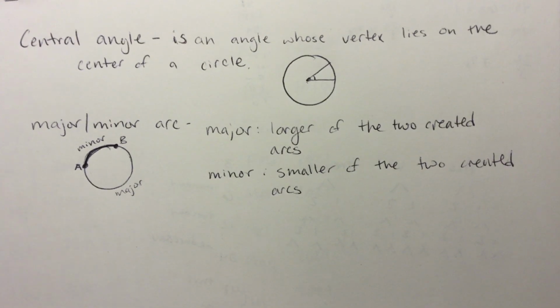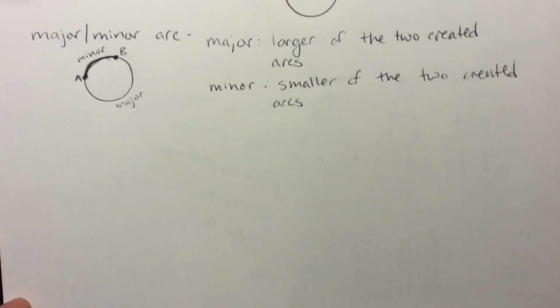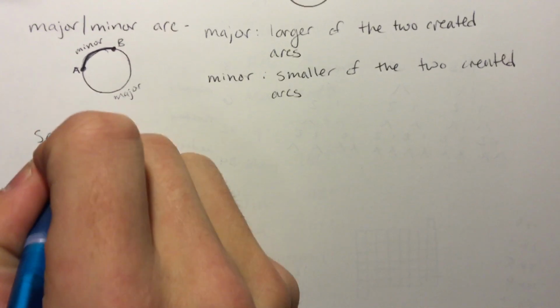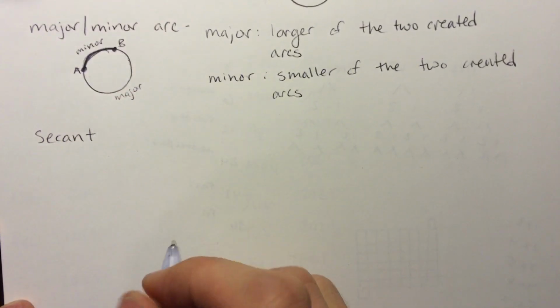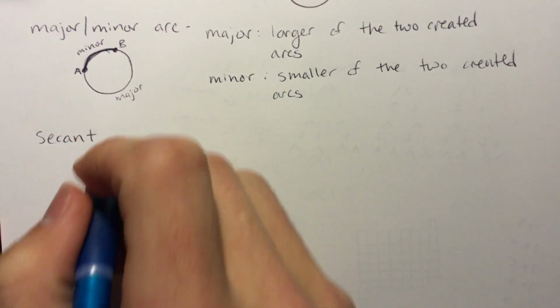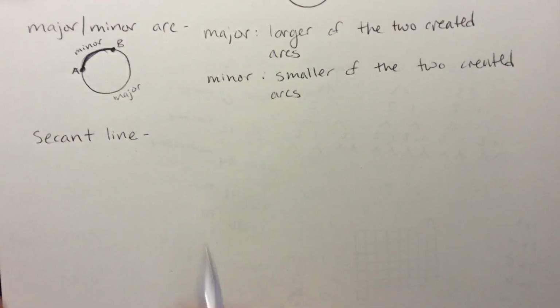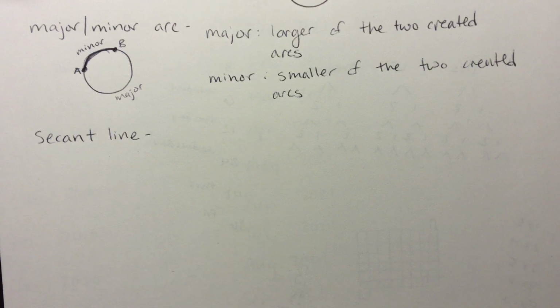The next one we're going to talk about is a secant line. In your packet, it is just called a secant, but secants by definition are lines, so saying secant line is not incorrect in any way. So here we go, we're going to talk about secant lines.